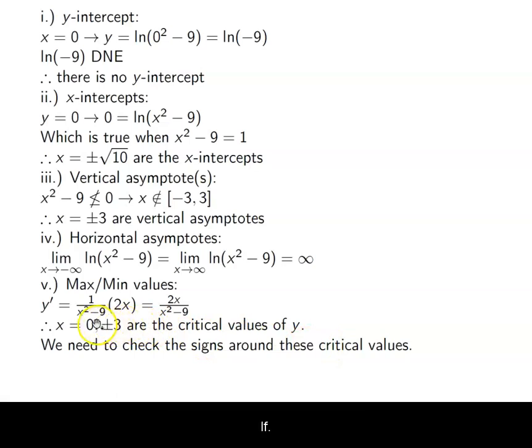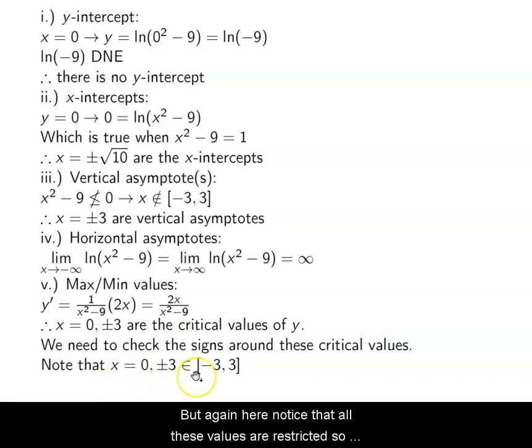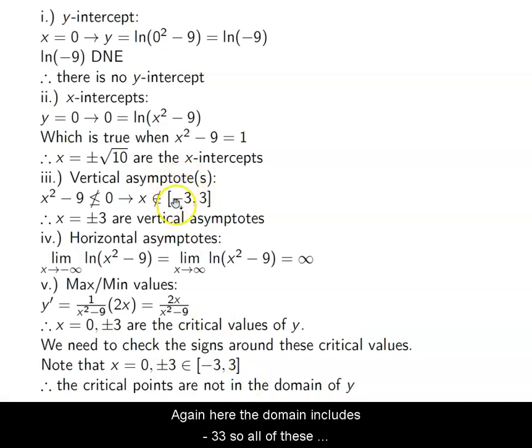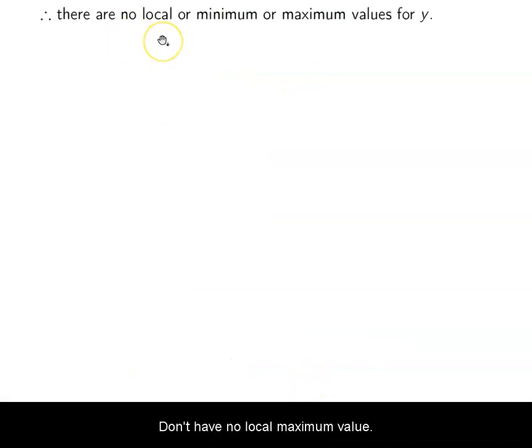But if I did have values that were applicable, then I would check the signs around those values, right? But again, here notice that all of these values are restricted. So none of these are even in my domain. So I can't even use them. Okay. Again, here the domain includes negative 3 and 3. So all of these are not in the domain. So I have no local max or min values.